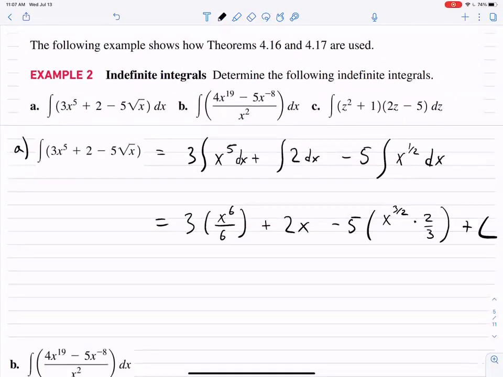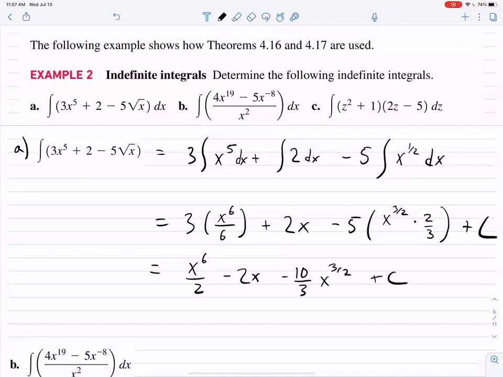That's totally a reasonable answer, but if I want to simplify it, it'd be x to the 6th over 2, plus 2x, and then what's that? Minus 10/3 x to the 3/2 plus c.